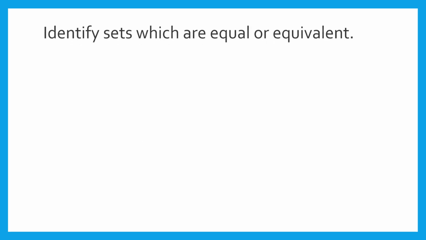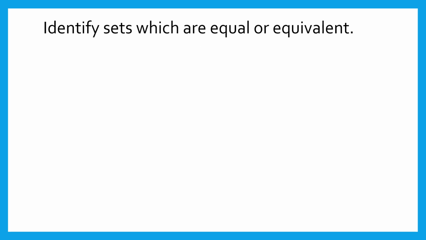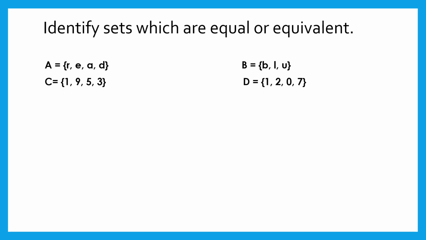All right. Let us identify sets which are equal or equivalent. We are given set A with elements R, A, E, D, set B with elements B, L, U, set C with elements 1, 9, 5, 3, set D with elements 1, 2, 0, 7, set E with elements D, E, A, R, and set F with elements 1, 4, and 3.